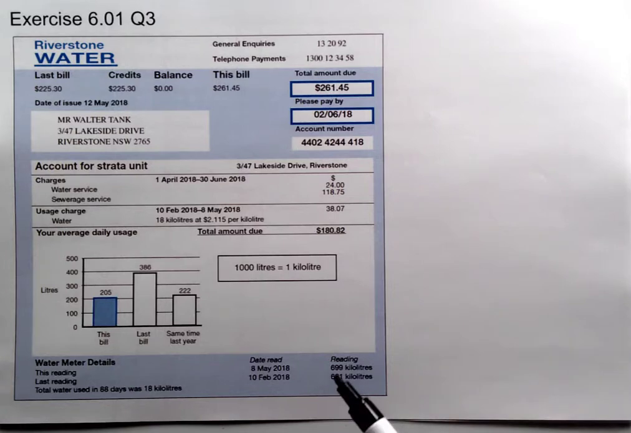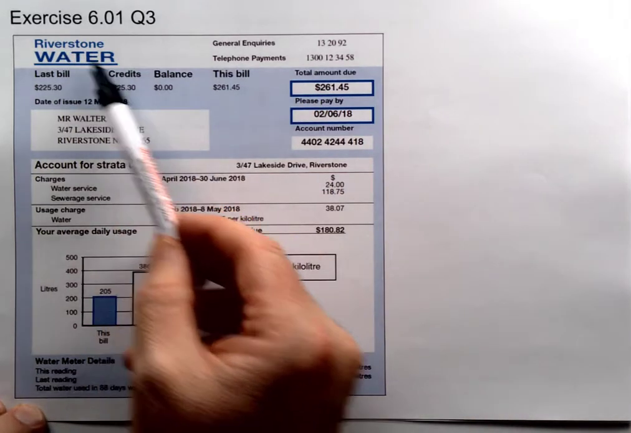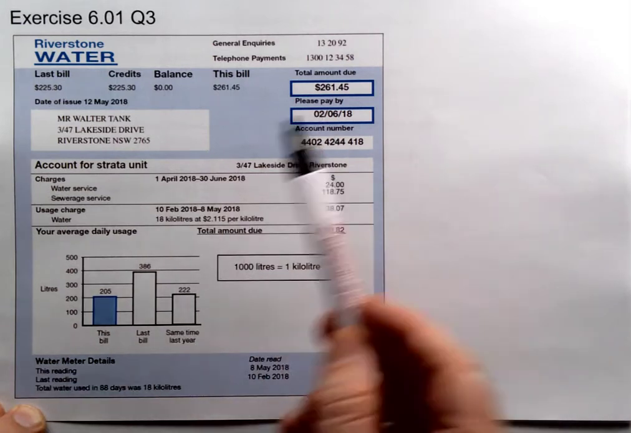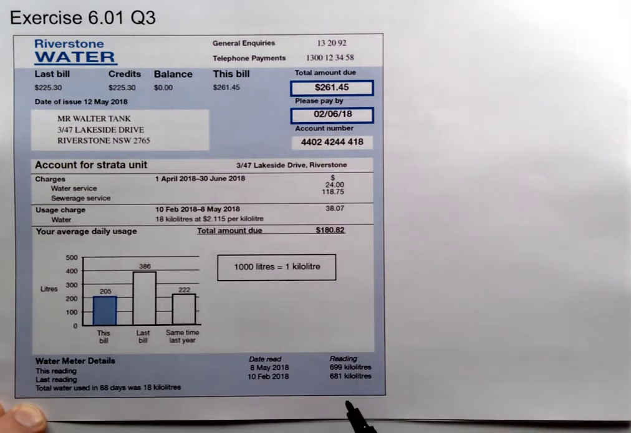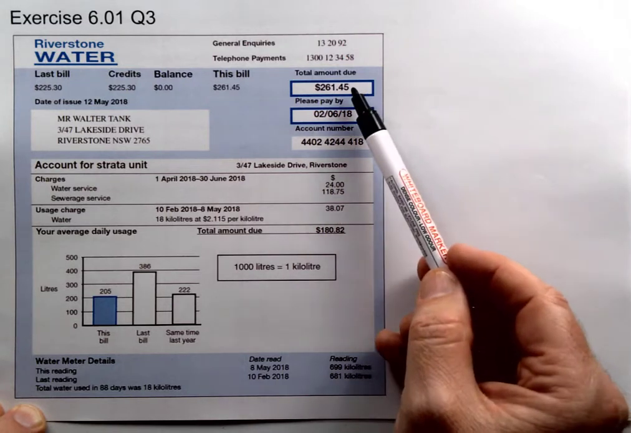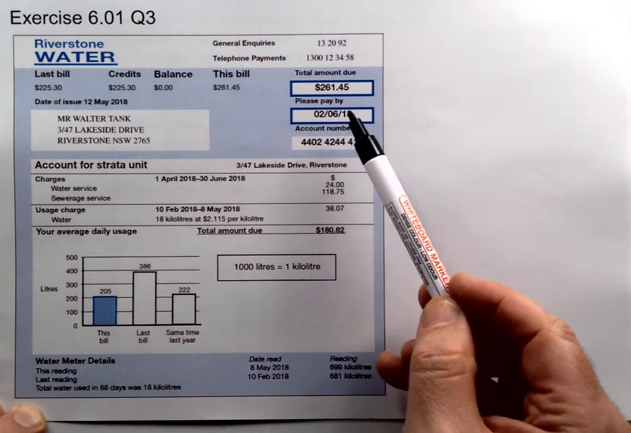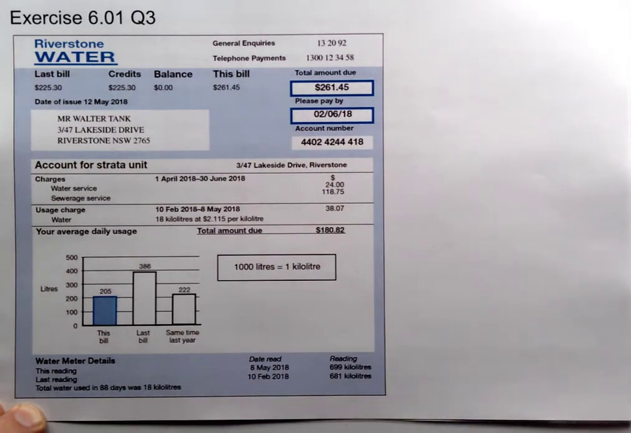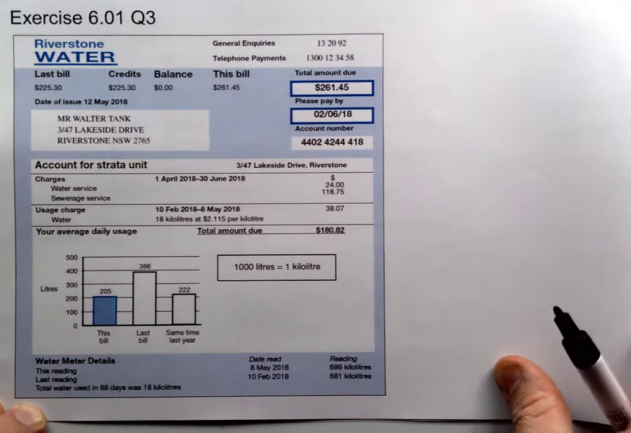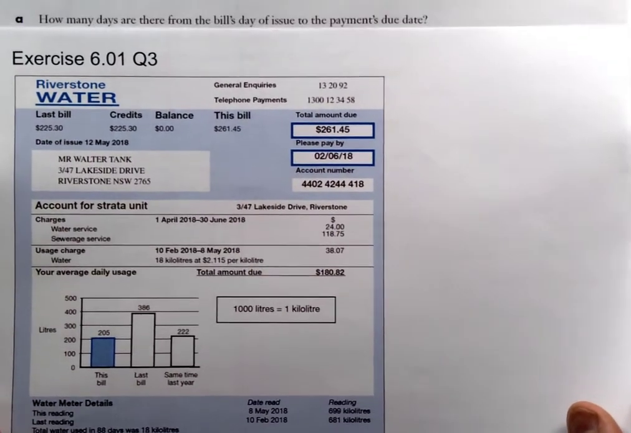Okay, in question 3, we've got this made-up water bill here. Again, you've got general information up the top, and you've just got to look through that bill to see all sorts of information. The most important is the amount which is due and when it's due by, and we'll be looking through the rest of this bill to answer other questions. So just moving that down a little bit.